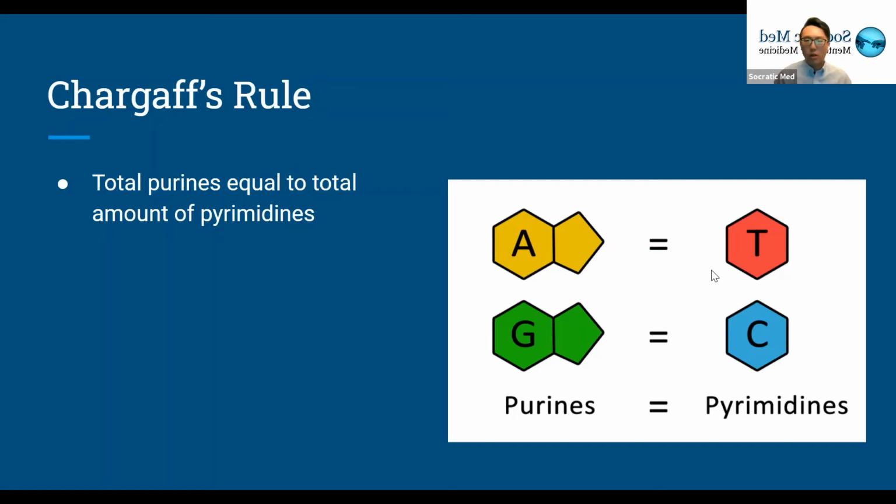And then also the total amount of adenines has to equal the total amount of thymines, while the total amount of guanine has to equal the total amount of cytosine, since they base pair with each other. So this is just a mini table that shows you how the total amount of purines and pyrimidines has to equal each other.